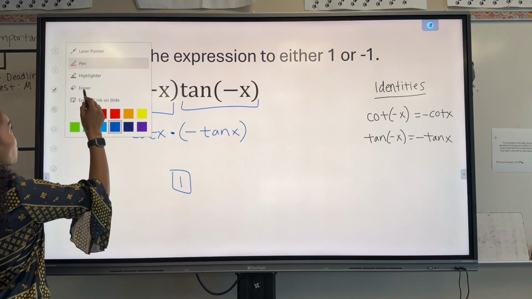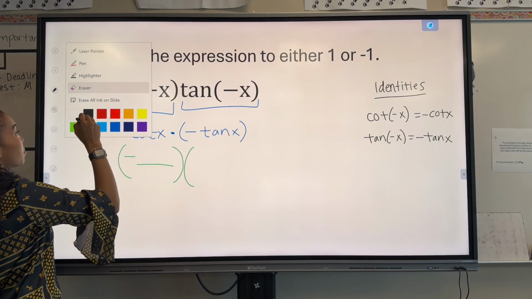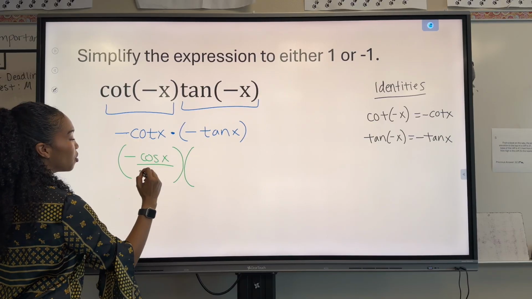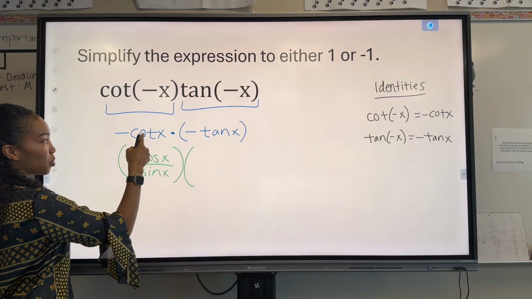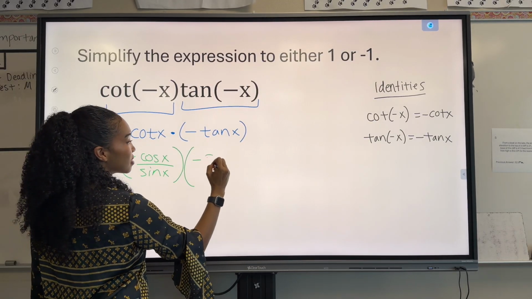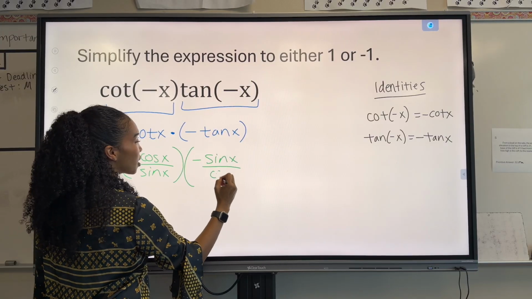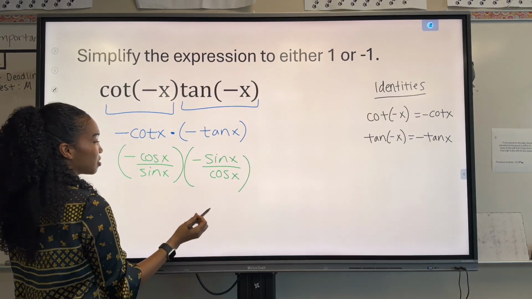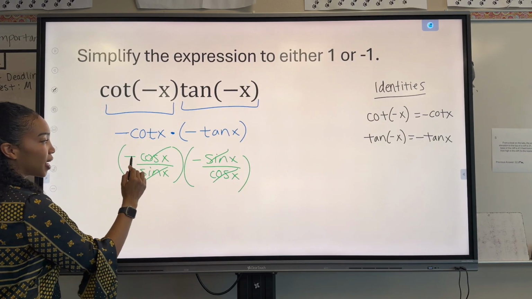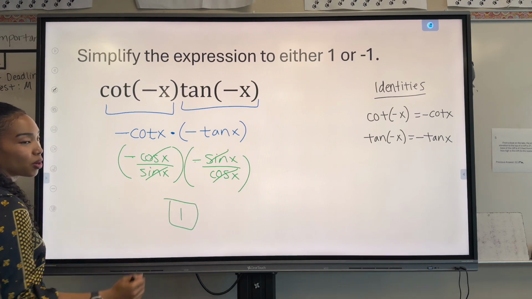Now I can also show you the algebra. This can be written as cosine over sine. That's what cotangent is. And this one is sine over cosine. That's what tangent is. Cancel, cancel, cancel, cancel. A negative and a negative is a positive, so you get 1.